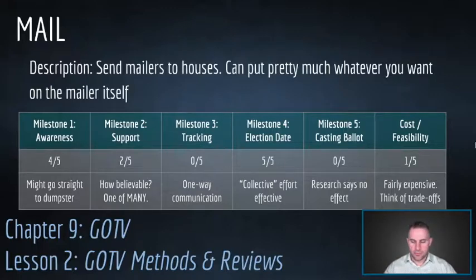So in this column, cost feasibility, 5 out of 5 means it would be very cheap, very feasible. 1 out of 5 or a 0 out of 5 means that it would be very, very expensive and not very feasible. So 1 is a bad score, 5 is a good score in that regard. The same with the other milestones and pillars we have here. Mail is expensive compared to other types of ads. That's what I have here to say, think of trade-offs. Okay, so when you add all those up, we get a score of 12 for mail.